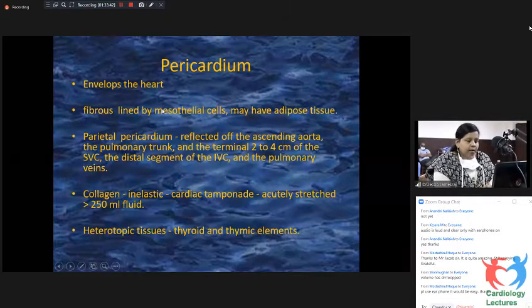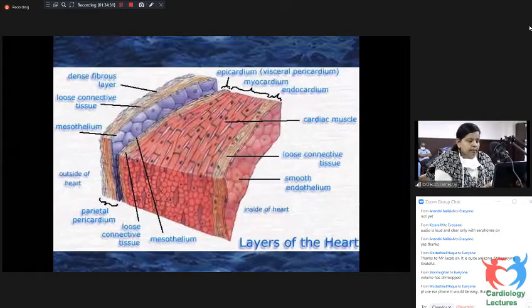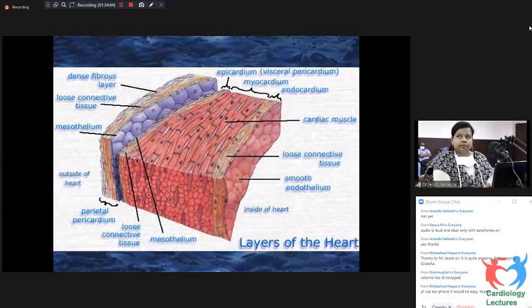Good afternoon, everyone. Now we are going to zoom inside the heart and see the cells magnified from 100 to 1,000,000 times. So first we are going to see the pericardium. So this is the horizontal cut section. You can see the visceral pericardium and the parietal pericardium and the space in between. The pericardium envelopes the heart. It's a fibrous structure lined by mesothelial cells and can have adipose tissue.